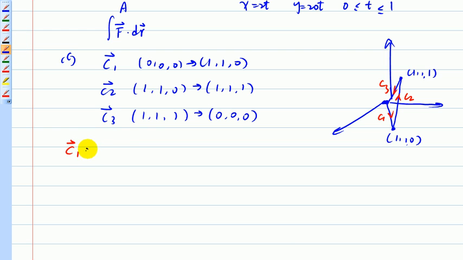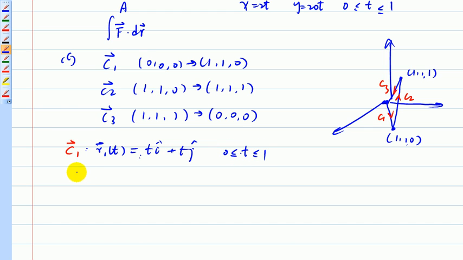What will be the parametric equation for C1? For C1, the z value is not changing, always 0, and x and y are changing from 0 to 1. So you can just say r1 of t equals t i plus t j, and t is changing from 0 to 1.